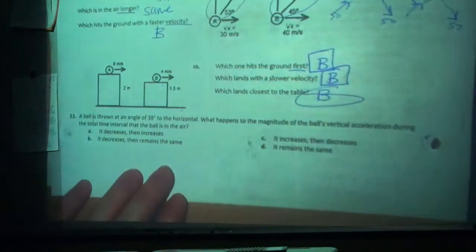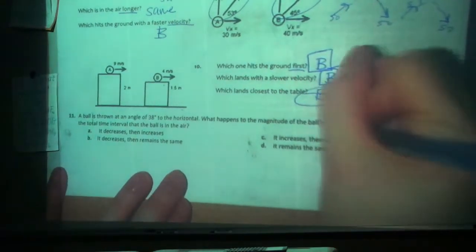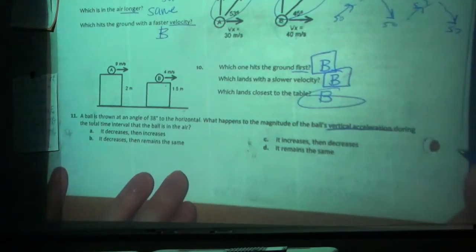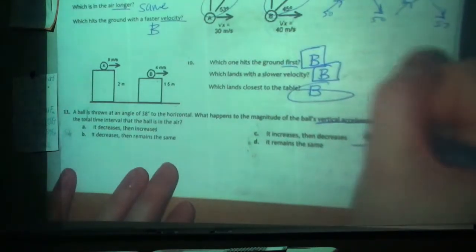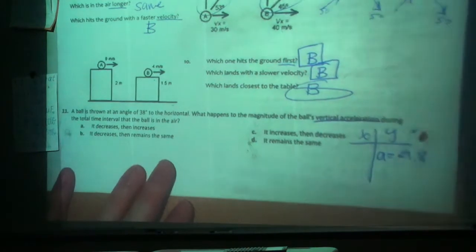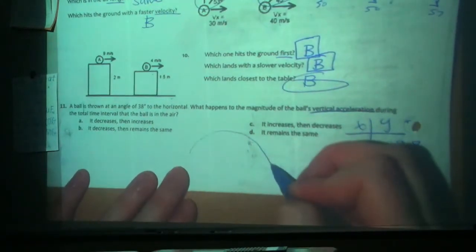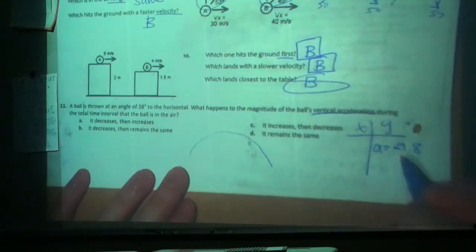A ball is thrown at an angle of 38. What happens to the magnitude of the ball's vertical acceleration during the total time it's in the air? So vertical is talking about your y. Well, your y acceleration is negative 9.8. There's no point in the ball's path that gravity turned off or got weaker or stronger, so it's negative 9.8 the whole time, so it stays the same.